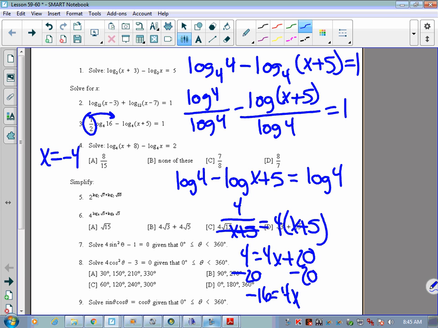And you'll notice that that doesn't necessarily cause a problem for us, because if we plug in negative 4 in this x plus 5 section up here, negative 4 plus 5 is 1. Okay, so I'm still going to wind up with a positive log there.